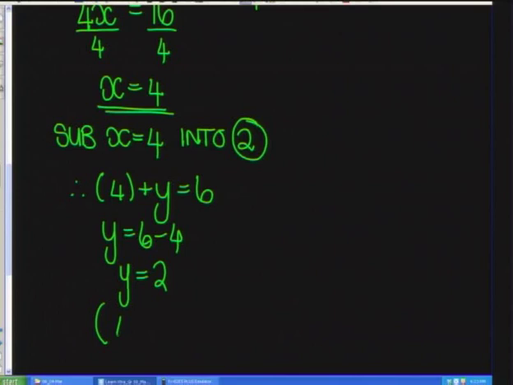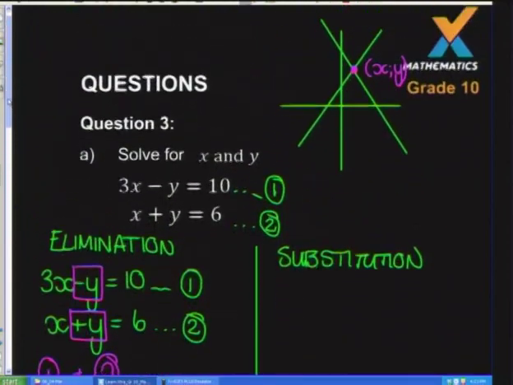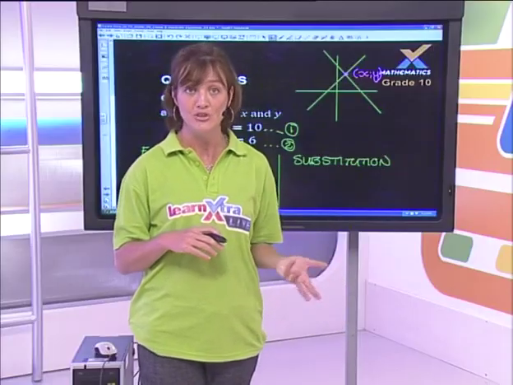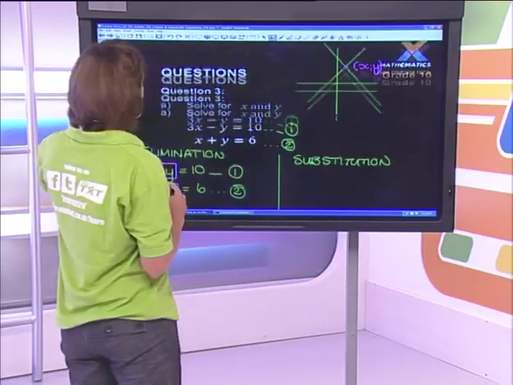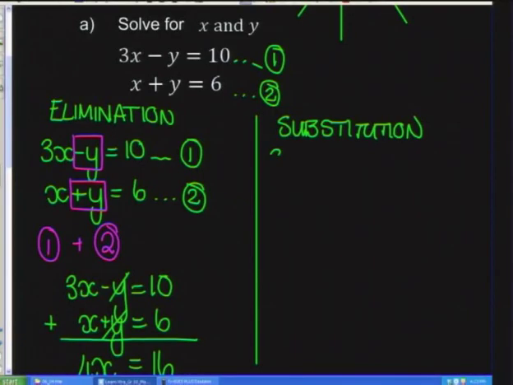So what values have I got? I've got an x value of 4 and a y value of 2. So what we're saying, if I go back to the diagram, is that if that was the point at which the two graphs intersected each other, obviously it's not 100% accurate, but the x value would be 4 and the y value would be 2. Okay, so that's the elimination method. Let's have a look at the substitution method.